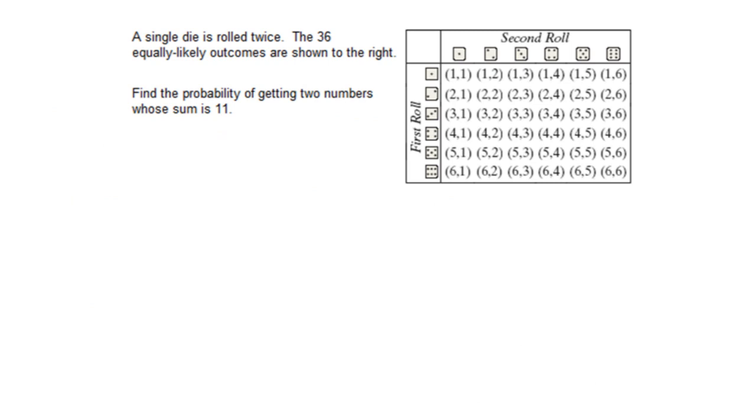All right, so for this problem, it says a single die is rolled. The 36 equally likely outcomes are shown to the right. Okay, the single die is rolled twice. So if you see this ordered pair where it has a number, comma, another number, the first number is the first roll. Let me just write that down. It's the result of rolling the first die once. And then when you roll it again, you have your second roll here.